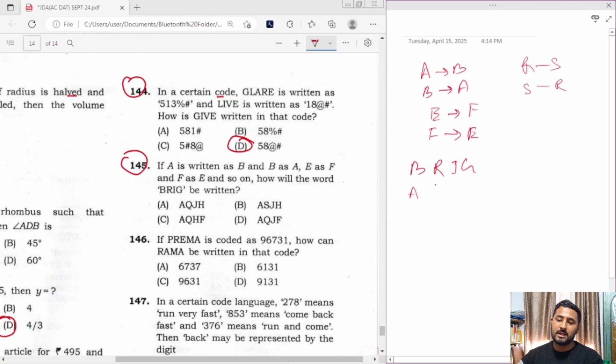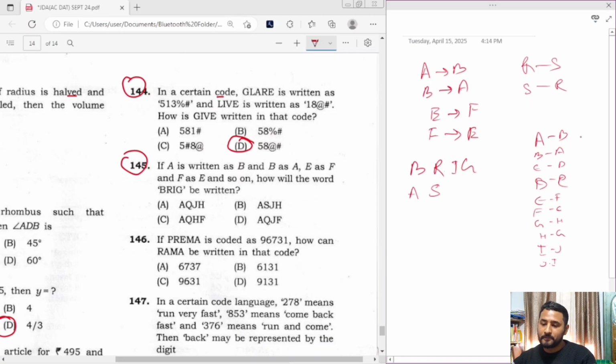So R can be written as S, just the opposite, right? R, S, S, R. Yes or no? Okay, if you are confused, let me write again. A, B, B, A, C, D, D, C, E, F, F, E, and then G, H, H, G, right? Then we have I, J, J, I.